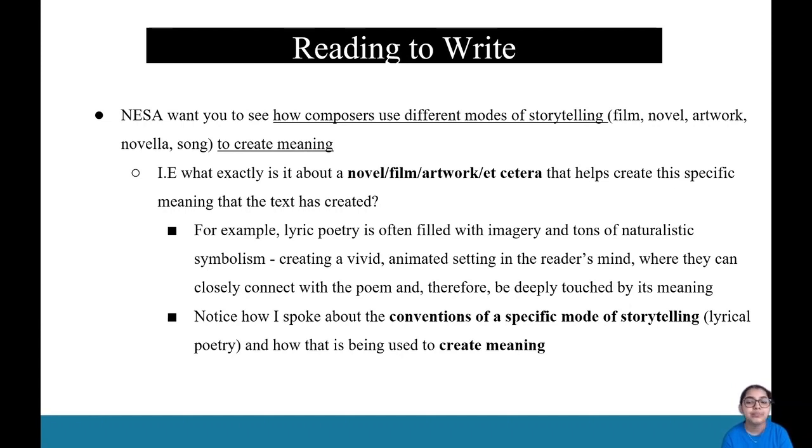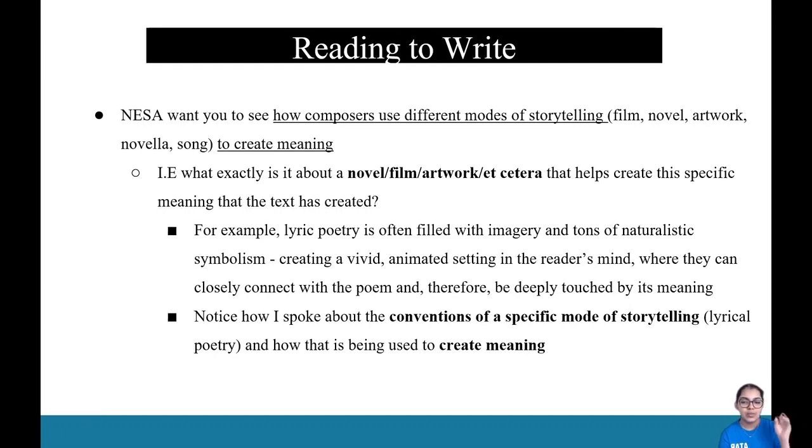So for example, if you talk about lyric poetry, right? So lyric poetry is often filled with imagery. It has lots of naturalistic symbolism, and it creates a vivid setting within the reader's mind where they can connect with the poem and be touched by its meaning. So you can notice here that I speak about the conventions of specific modes of storytelling. So lyrical poetry, within that mode of storytelling, within the genre, the conventions are imagery, having naturalistic symbolism, and creating that vivid setting.